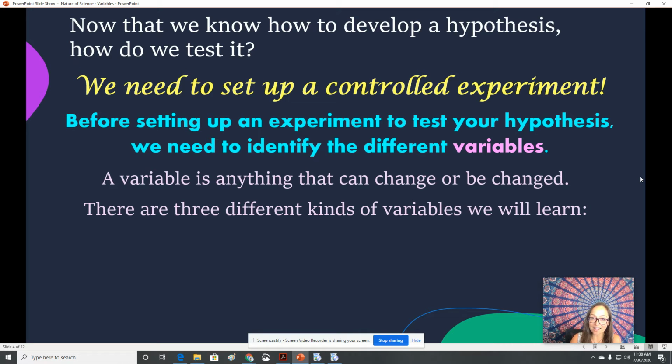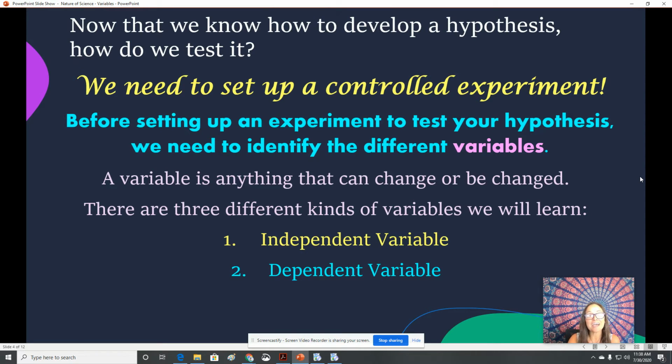So there are three different kinds of variables that are important to understand. We have our independent variable, our dependent variable, and then our controlled variables. So in the next section, I'm going to talk about independent and dependent, and then we'll end with controlled variables.